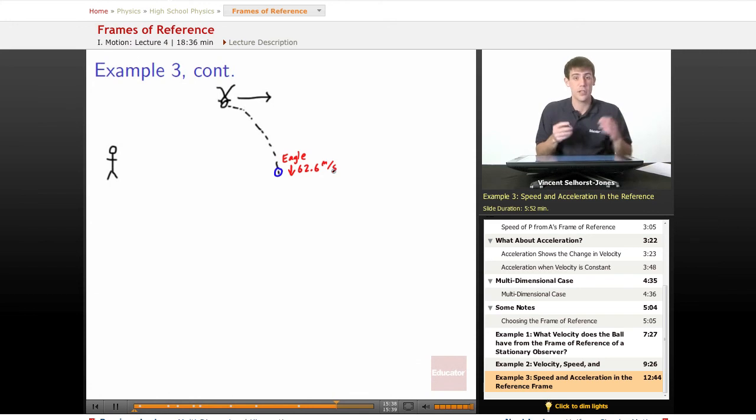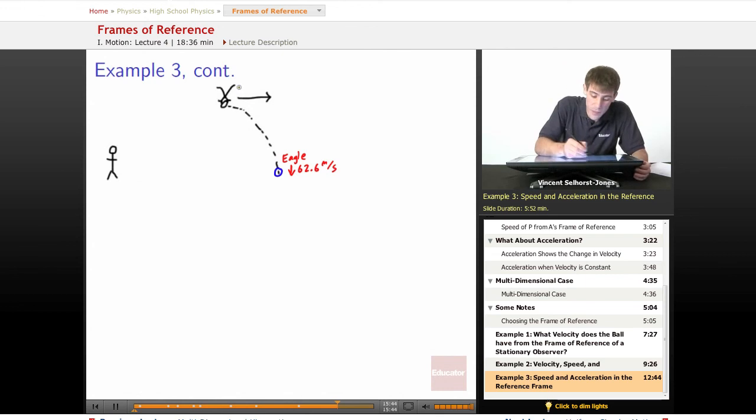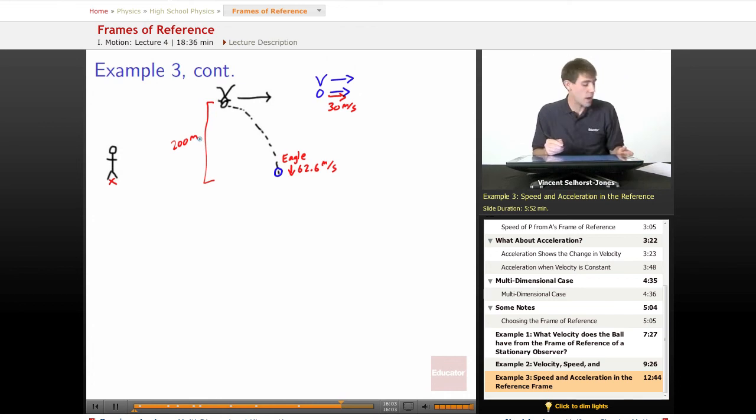So now we want to see, what does the bystander see? Well, the bystander is going to see both of them combined. From the eagle's point of view, he was moving and the rock was moving. But from the bystander's point of view, he's not moving while the rock is moving. So we've got the rock moving at 30 meters per second. Once again, we've got that height of 200 meters. So now, how do we figure that out? We know the rock is moving at 30 meters per second, and that when it lands, it's going to hit with 62.6 meters per second.